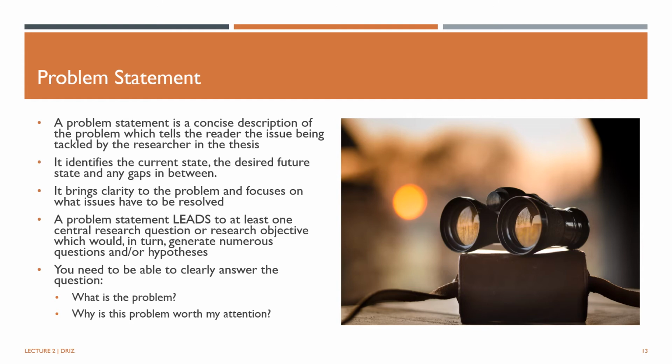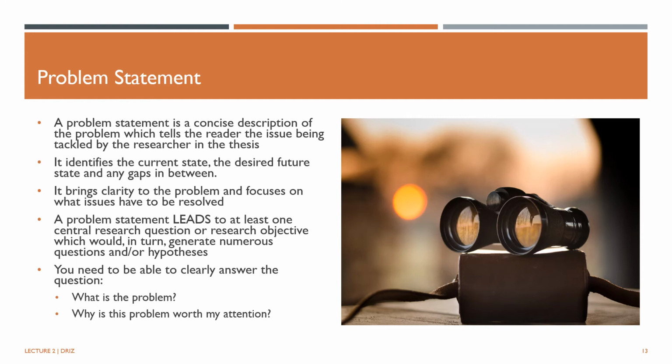So once you have found your potential research problem, you will need to come up with a problem statement. A problem statement is a concise description of the problem that tells the reader the issue being tackled by the researcher. The problem statement identifies the current state, the desired future state, and any gaps in between. Therefore, it brings clarity to the problem and focuses on what issues have to be resolved.